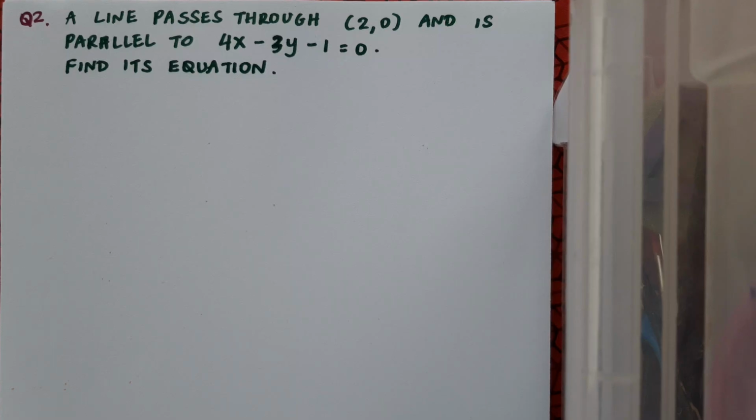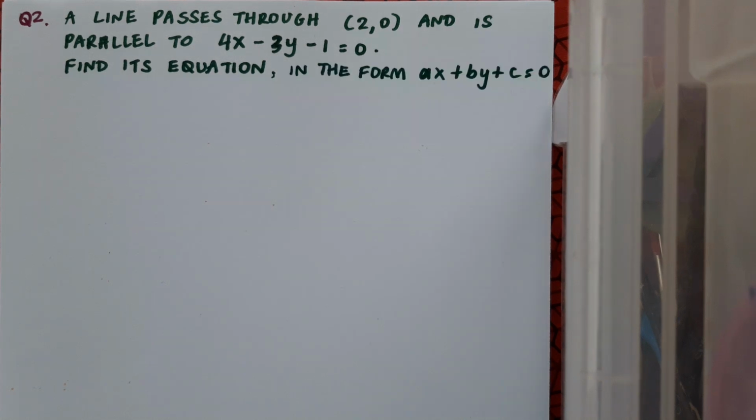Okay, so now a question for you. Here's your question. A line passes through the point (2, 0) and is parallel to the line 4x minus 3y minus 1 equals 0. Find its equation. And again this time, we want to give that equation in the form ax plus by plus c equals 0. So pause your video here, give the question a go, and then play and see if you're correct.